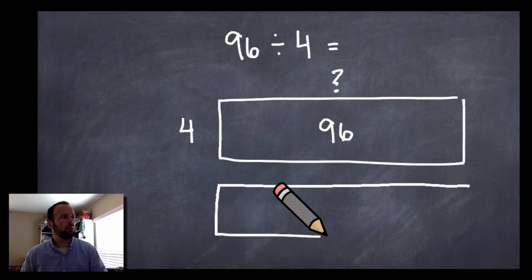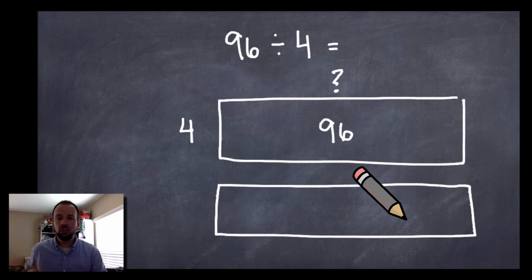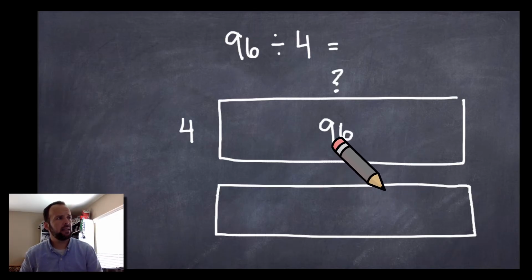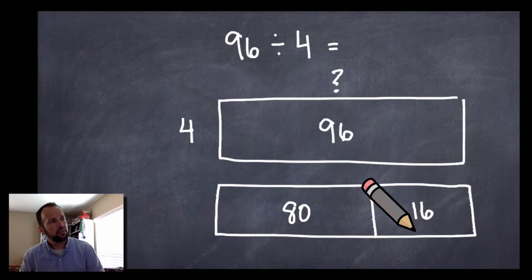If we went by what we did in the last one, I could just do 90 and 6, right? But I don't know 4 times any number that would give me 90. That wouldn't work, not that I can think of right offhand doing my mental math. But I do know 80. I know that 4 times 20 would give me 80, so I'm going to do 80 instead.